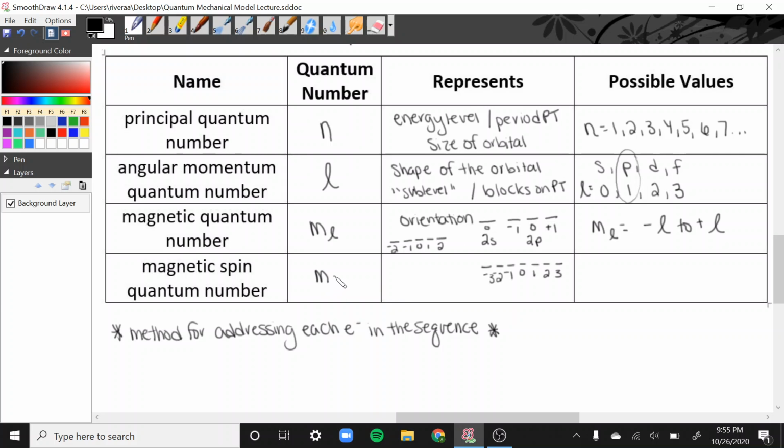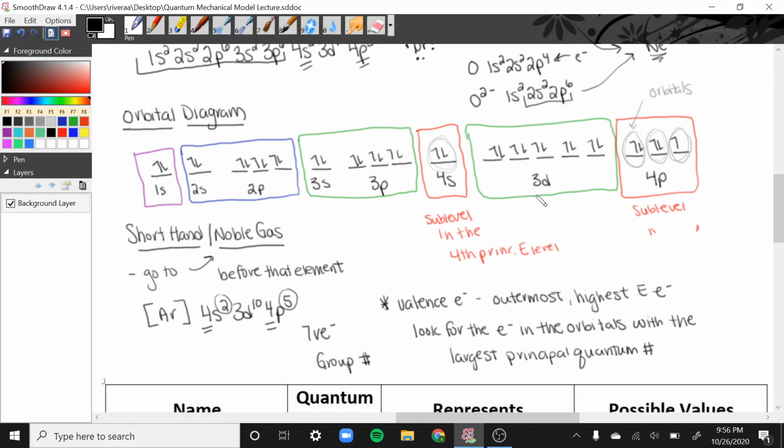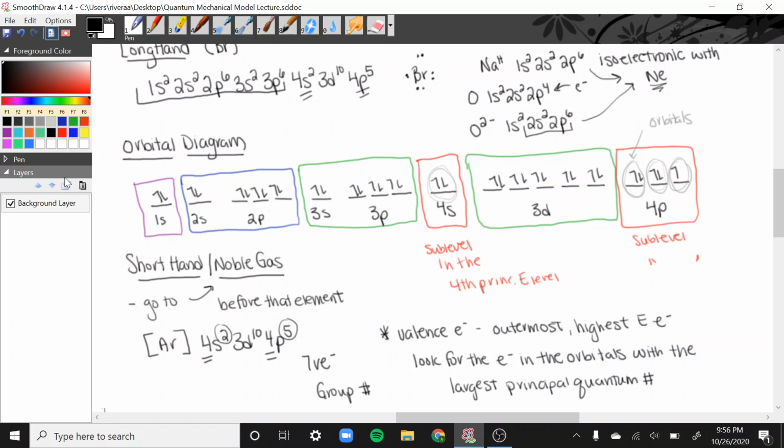And then lastly is M sub S, which represents the electron spin. That means either clockwise or counterclockwise spin on those electrons. And we give an upspin electron a positive 1/2 and a downspin electron a negative 1/2 for our M sub S's. So let's go back up to my orbital diagram up here. Let's pick an electron. Let's take this electron right here that I just circled, and let's give it all of its quantum numbers.